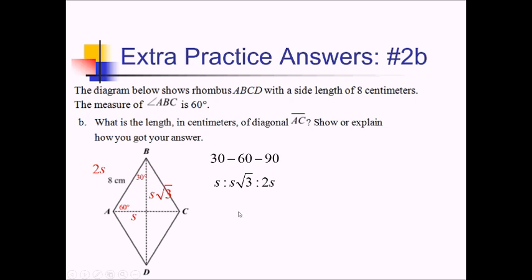So I can write 2s equals 8. That means if I divide by 2, that s equals 4. And then to get AC, that's going to be 2 times 4, 2 times s. So that's going to end up giving us, well, 8. It's funny how that works out.